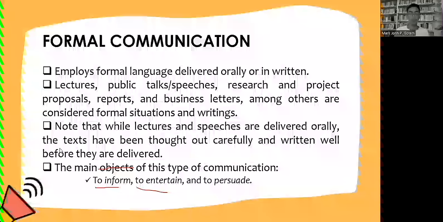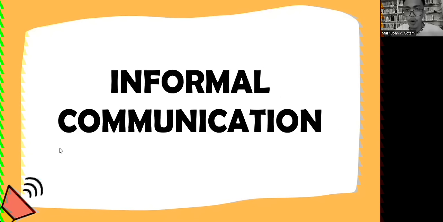And lastly, to persuade. So what is to persuade? The author or the speaker wants you to buy, to do, or to believe something. For example, advertisements, persuasive letters, opinions, and campaign speeches. And that is to persuade. Again, the main objectives of formal communication are to inform, to entertain, and to persuade. And now let's proceed to informal communication.